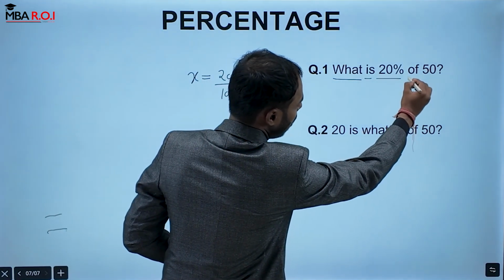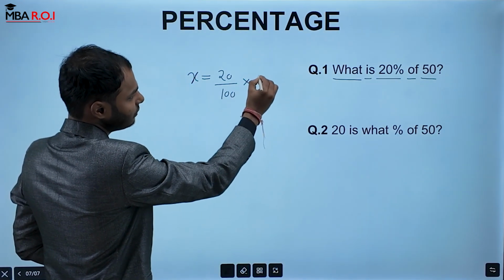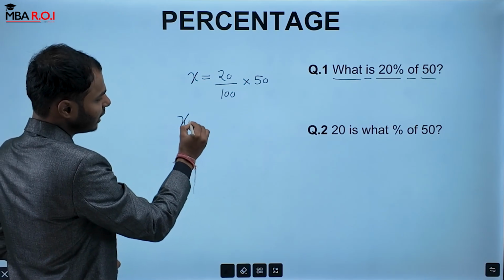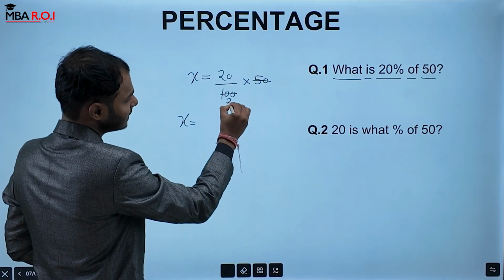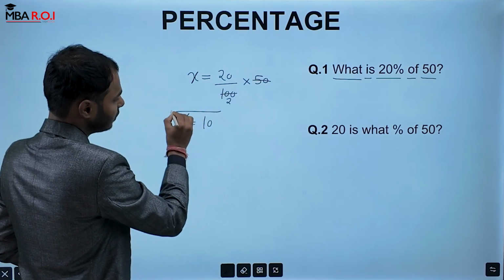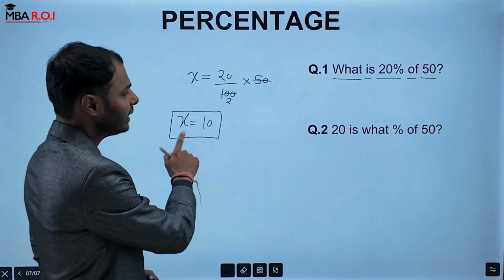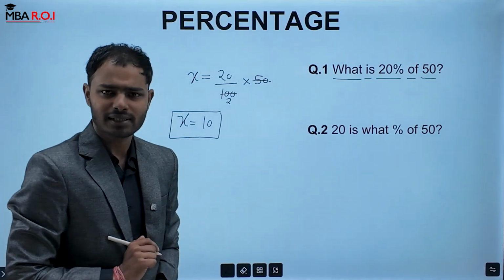Then it says of 50. Of stands for multiplication, 50 stands for 50. So if you solve this, then the value of x comes out to be 50 and 100 will be cancelled and the final answer will be 10. So for the very first question, the answer will be equal to 10. Okay.